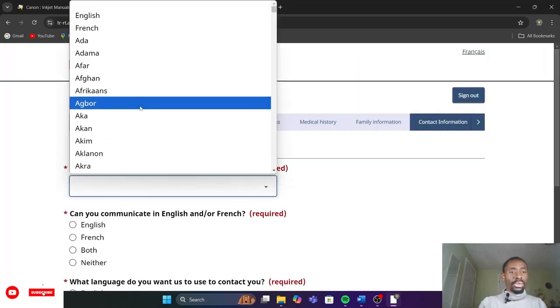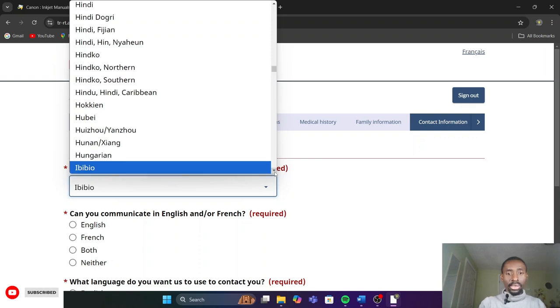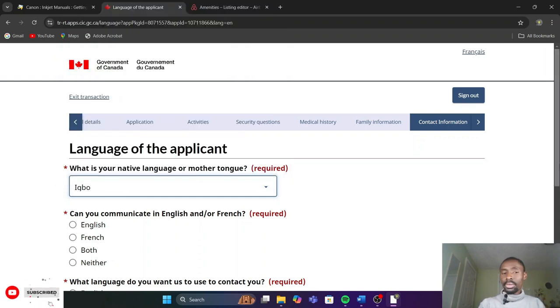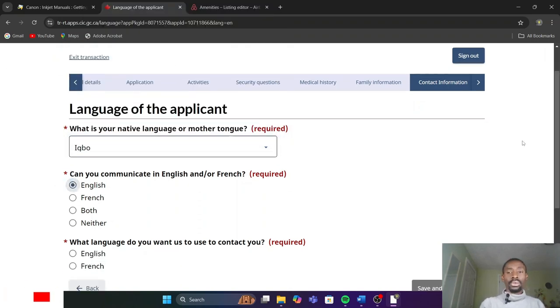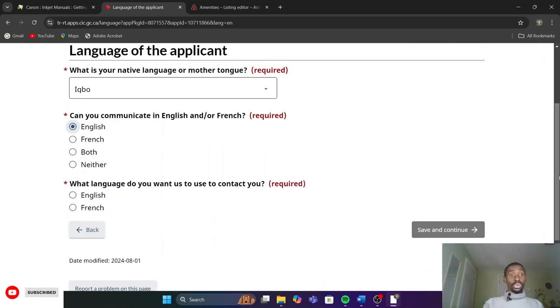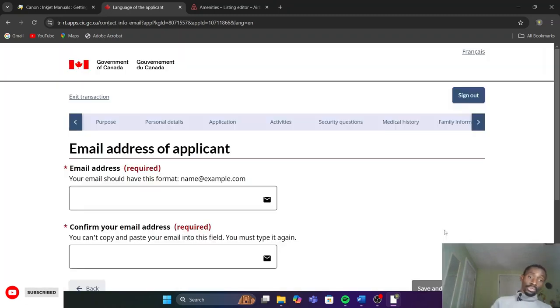What is your native language? Okay, let's say our mother speaks the Igbo language. So can you communicate in English? Of course. Because you'll be the intermediary between them and your mother. So yes, of course, English. What language do you want us to use? Yes, English. But if you understand French, you can put French.